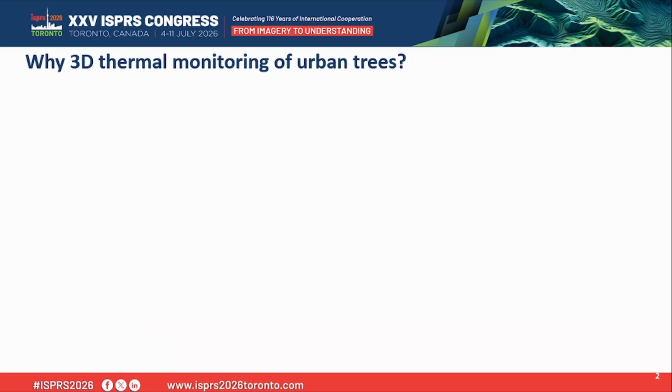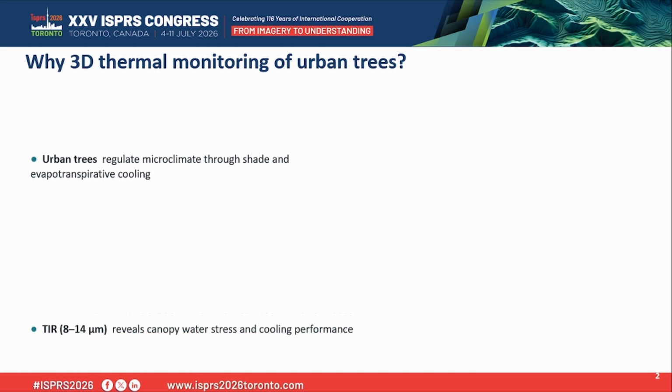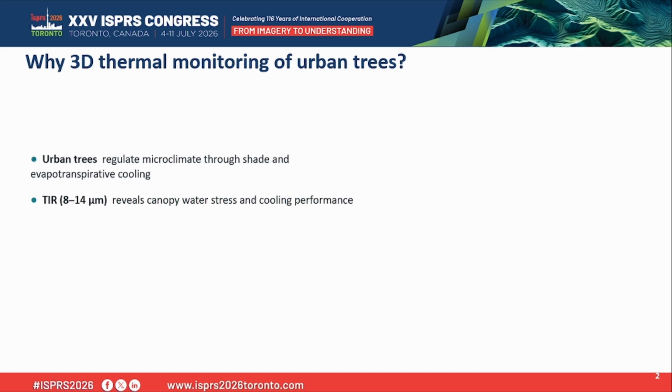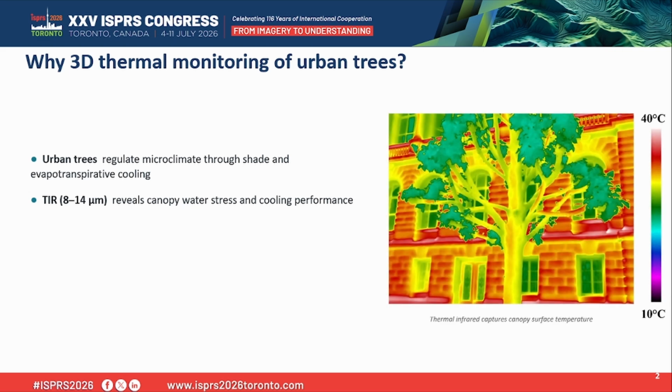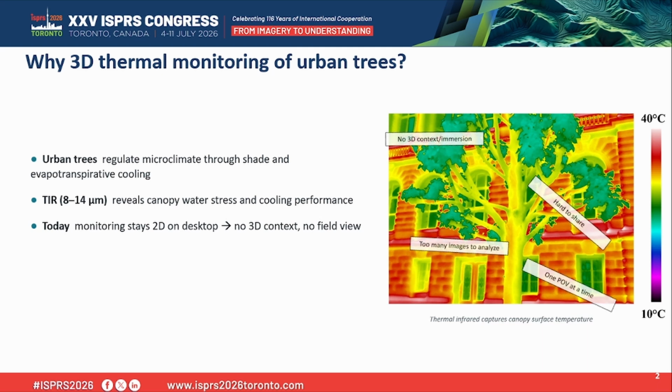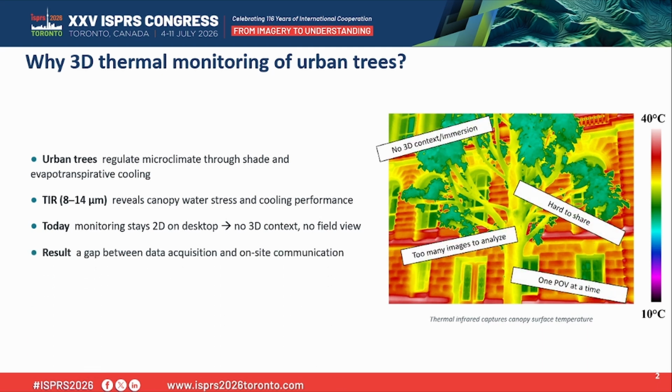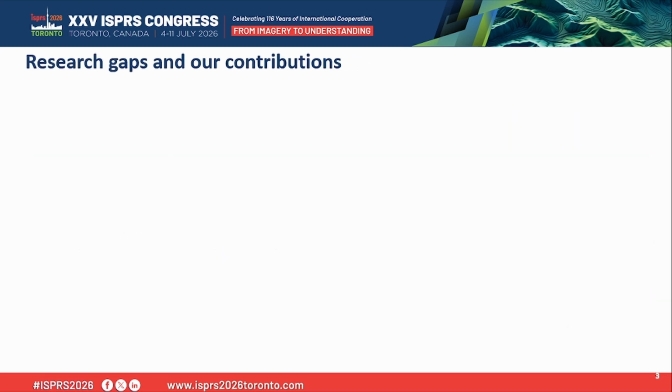So why thermal monitoring of urban trees? Because urban trees cool cities via shade and evapotranspiration, but need 3D assessment for health and water stress. Thermal infrared can reflect plant water status and is useful for monitoring them. The current workflows are mostly 2D, desktop-based, and hard to interpret or share. This creates a gap between data capture and on-site understanding, which this work aims to address.